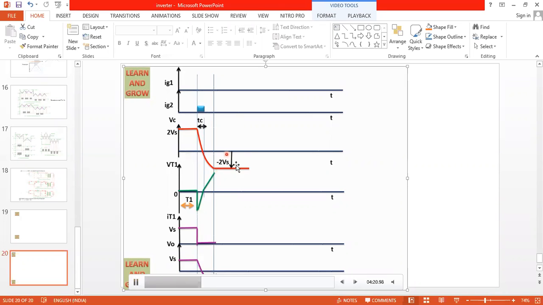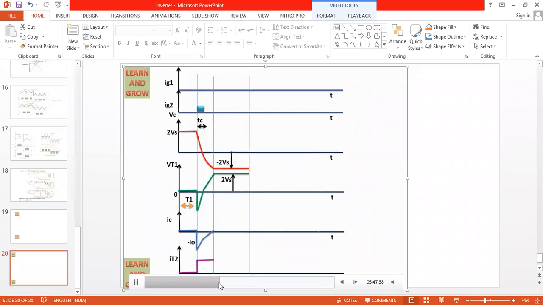Yes, as I mentioned, minus 2 Vs. It recharges to the minus 2 Vs. Okay. So now you can see it is positive and negative. It is almost equal to the AC. Now we'll continue the explanation. So no need of this VT1 graph, only Ig1, Ig2 and 2 Vs, this capacitor voltage, and V0, that is Vs, V0 equal to Vs. So today only this topic will take parallel inverter.